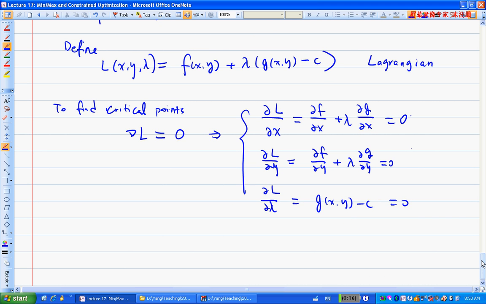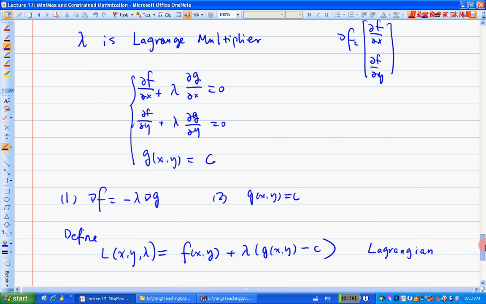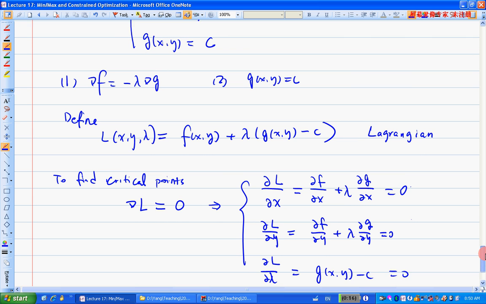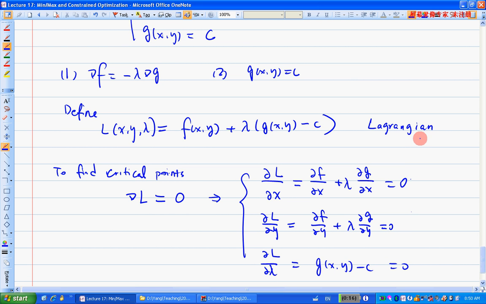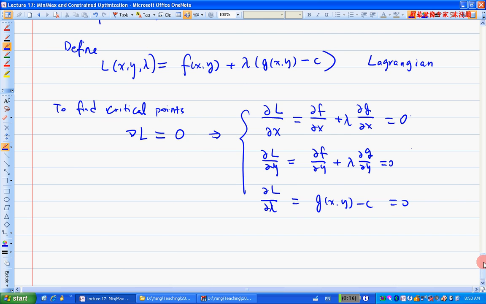Basically, the original problem is constrained optimization. You want to minimize f of x, y, subject to this g of x, y equal to c. And now, with the new definition of the Lagrangian function, that constrained problem becomes an unconstrained problem here, right? Unconstrained. Now, this is everything that we're going to look at. The optimal control is based on this concept at here. It's based on this concept.